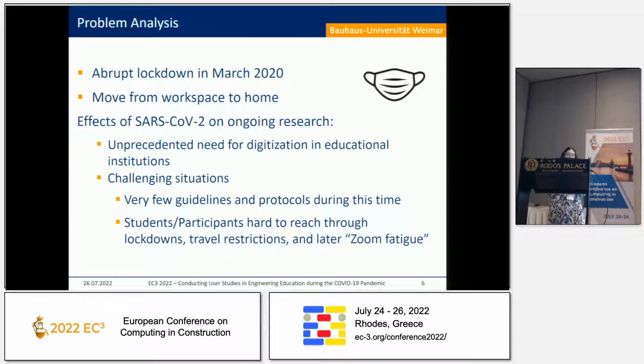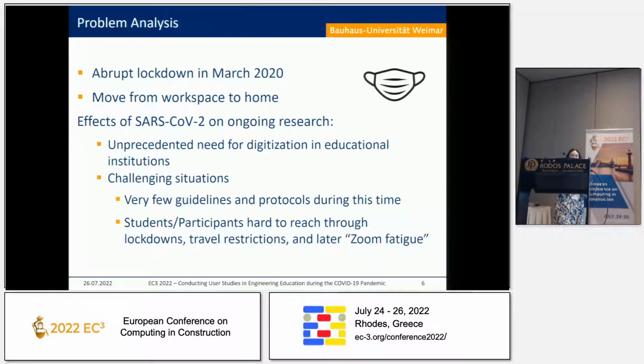online and distance learning. And one of the challenging situations in our case for user studies was there were very few guidelines and practically no protocols for how to conduct user studies in a safe and healthy manner. So we can't just be sending the equipment back and forth, and we didn't know how that would work. So this was one challenge.